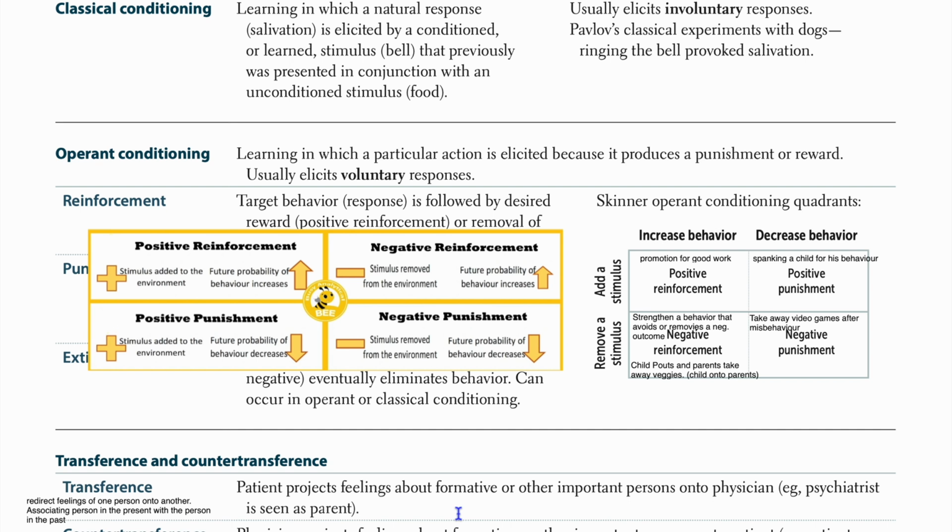Okay. Then there is negative punishment. So the stimulus is removed from the environment, so the future probability of the behavior will decrease. Okay. So take away video games after misbehavior, like that. This one and this one sound a little like the same thing, right? But here you're adding something. So you're doing something and adding a stimulus, whereas here you're taking away a stimulus, like taking away the video game. So punishment is a decrease in the probability of the behavior, in this and this. Does that make sense?